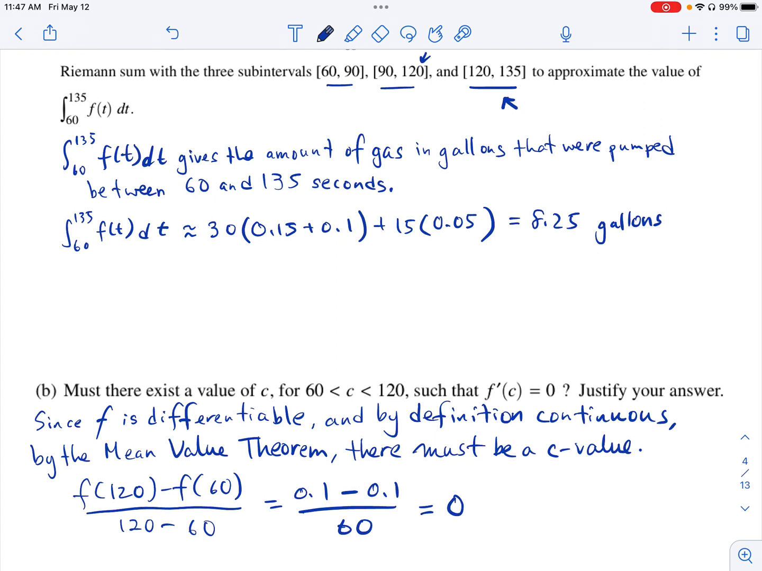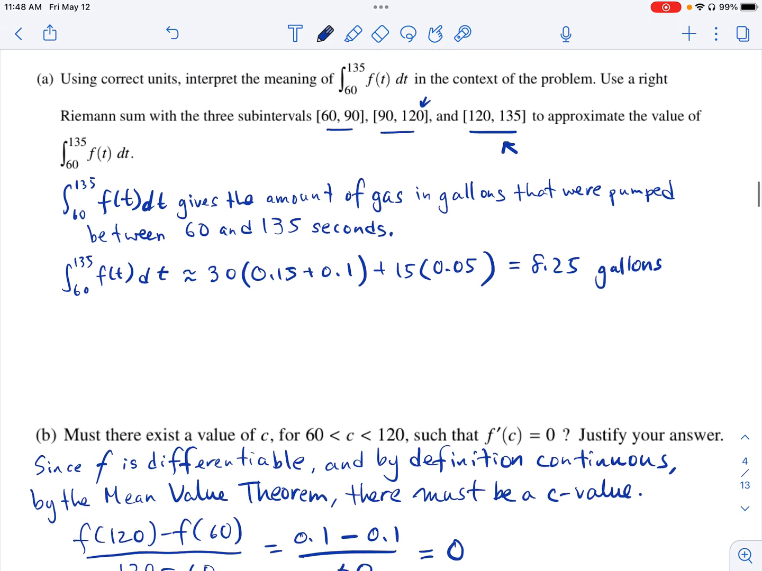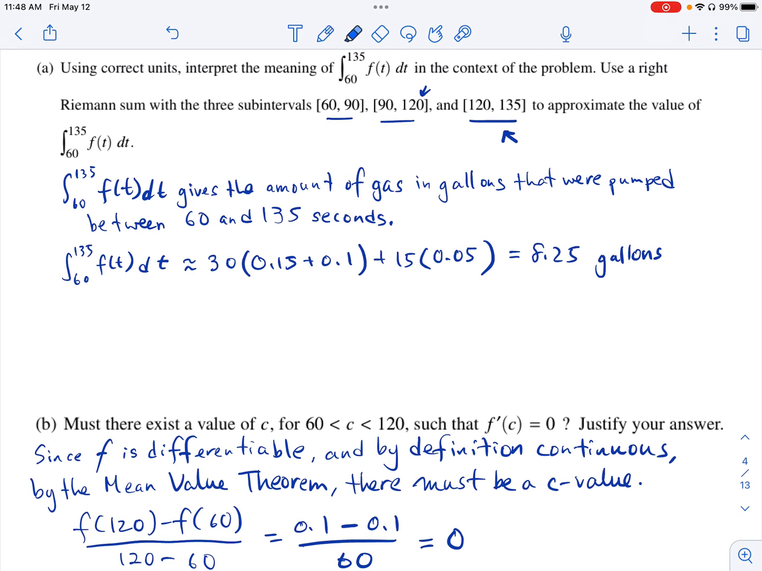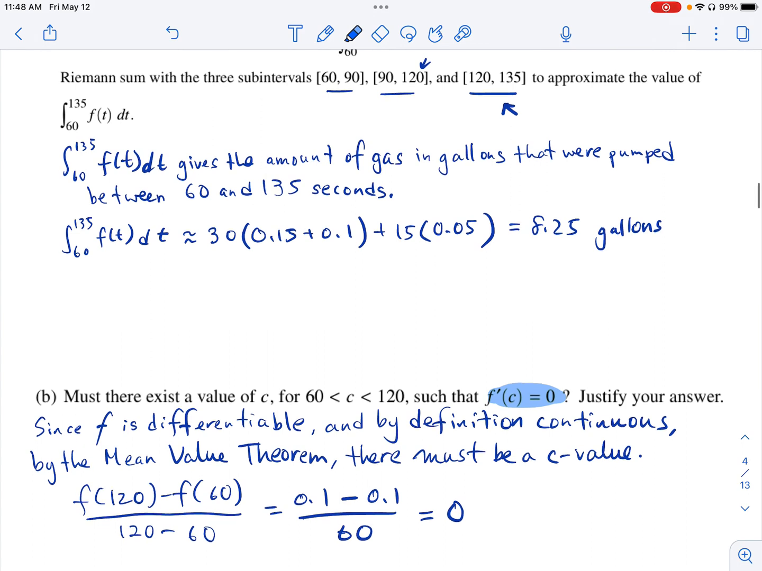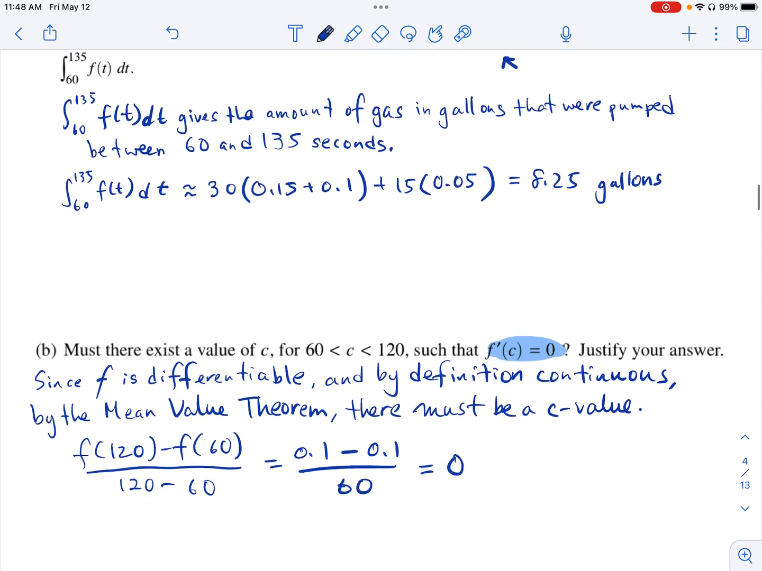So the mean value theorem says, assuming that these conditions of the function being continuous and differentiable are met, there's got to be some value of c where the instantaneous rate of change, f prime of c, is actually equal to the average rate of change. It's got to hit that value at some point. So since those conditions are met, we know we're good here. All right, let's move on to part C then.